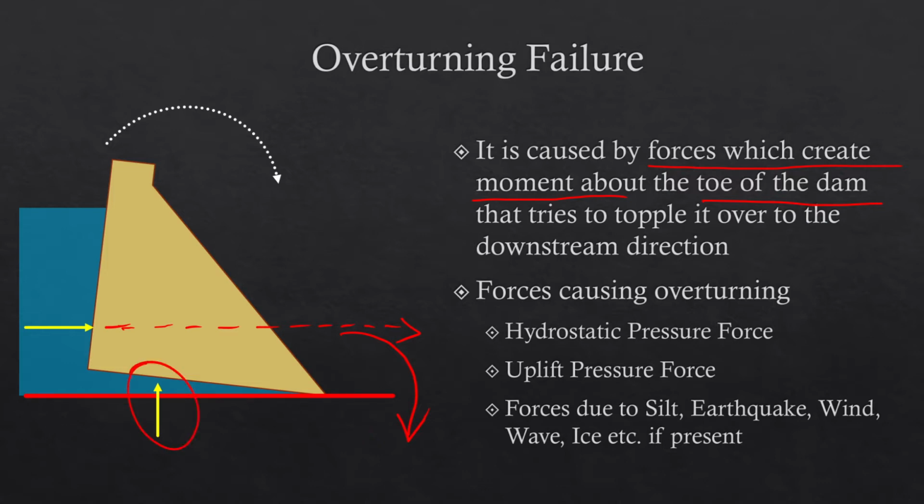Then the uplift pressure. If you consider the moment due to the uplift pressure about the toe again, then also the moment will be in the same direction, contributing towards overturning. It will try to overturn the structure. In addition, if silt is deposited at this point, then it is also going to exert some pressure in this direction. If you consider the moment about the toe again, then also it will be an overturning moment.